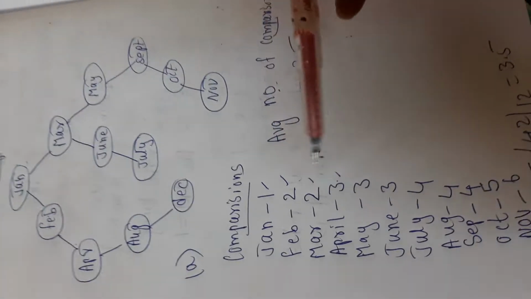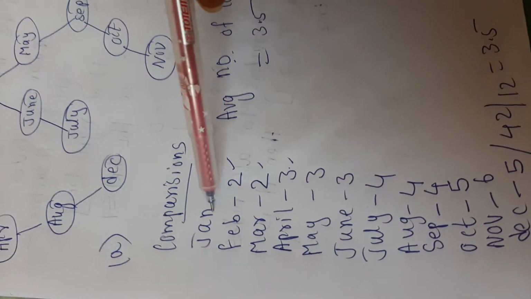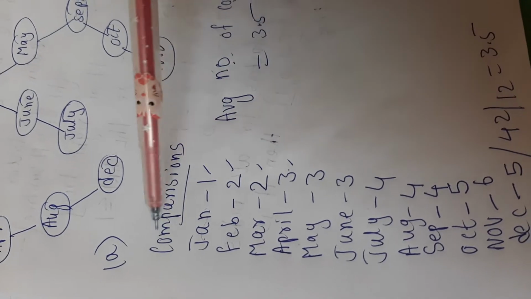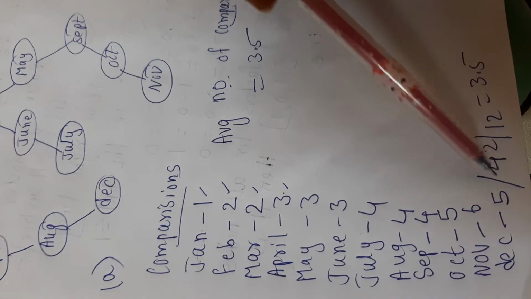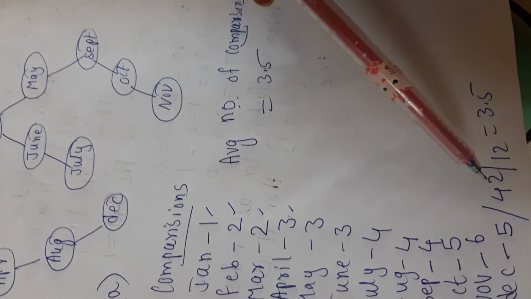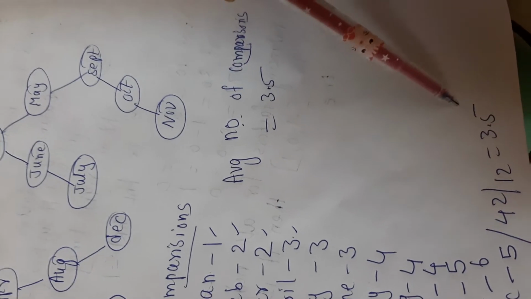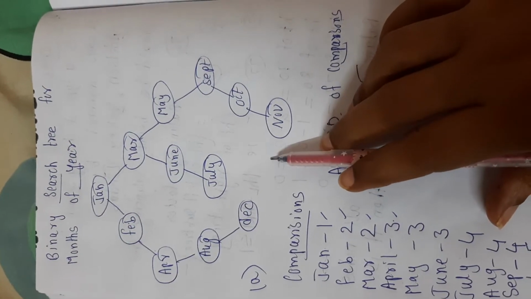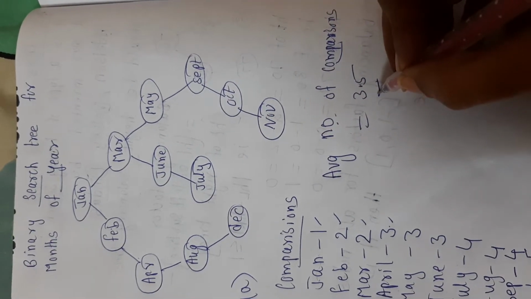In this way, you will be calculating the comparisons. That means you will be seeing how many comparisons are required to search each and every element. Now for this I will take the average. If I take the average, I am getting 42. 12 months are there, so 42 by 12 is 3.5. So 3.5 is the average number of comparisons for this binary search tree.